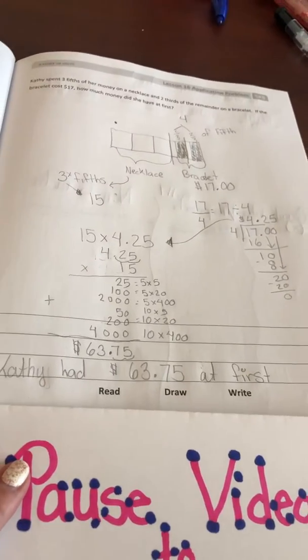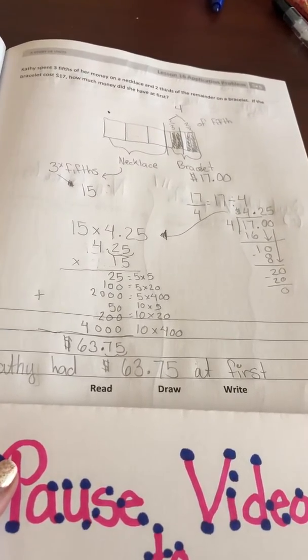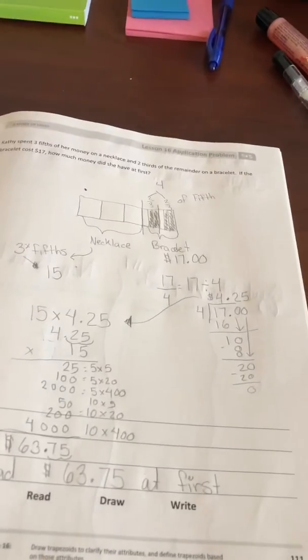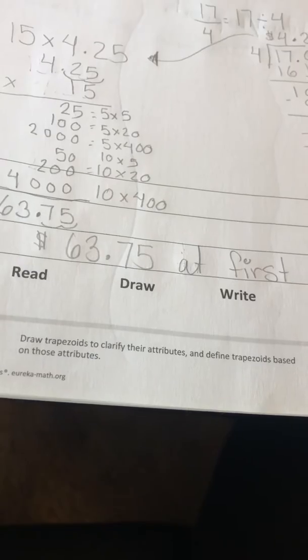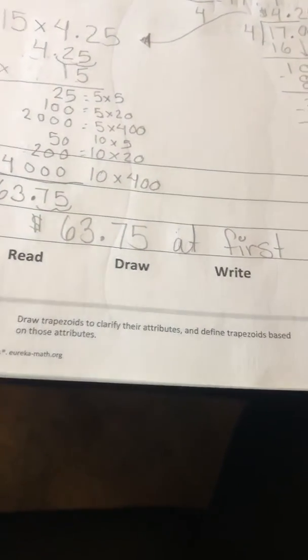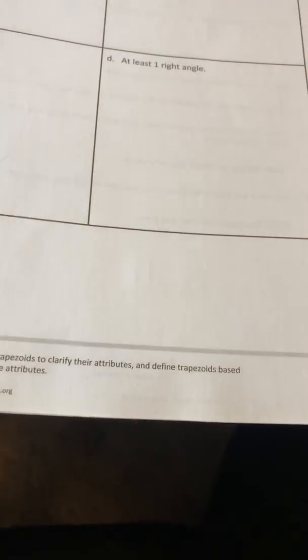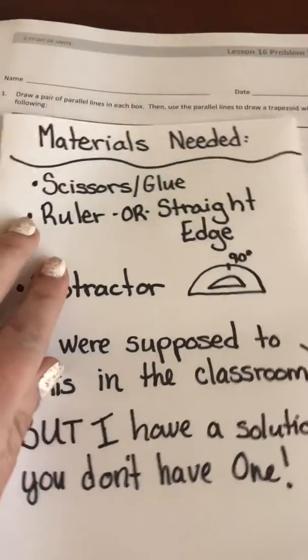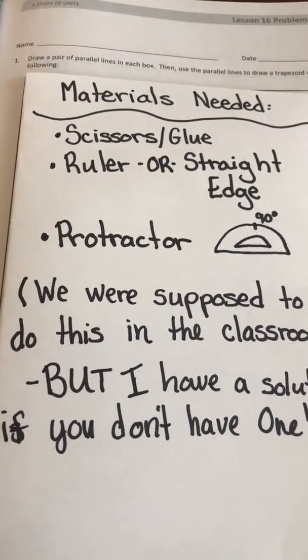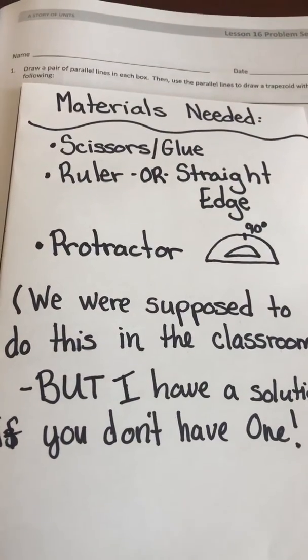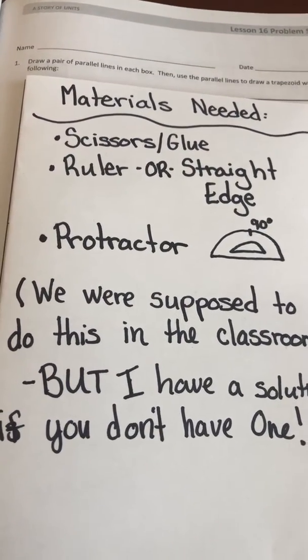So again, you could pause this and see all my different arrows to try to explain it. Now, here's going to be the fun part. So we are actually going to be drawing trapezoids and classify their attributes, and then define trapezoids based on their attributes. So you guys are going to first see what I'm going to do. Let me give you the list of materials you will need. So scissors, ruler or a straight edge, and a protractor.